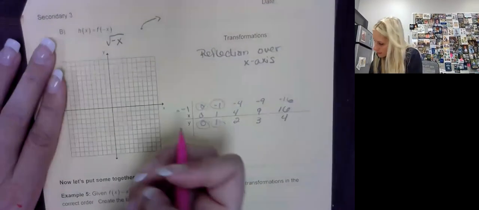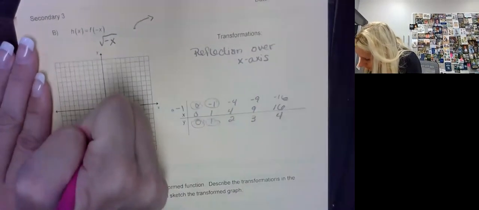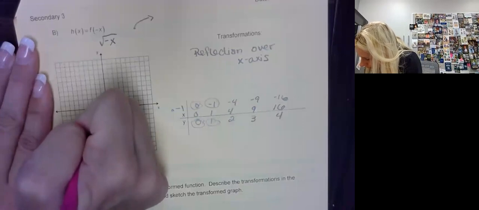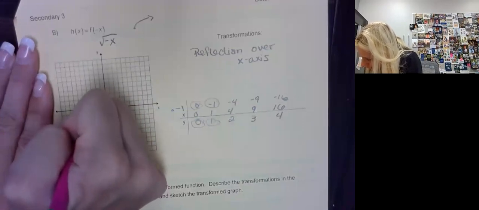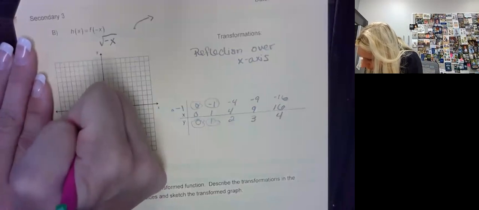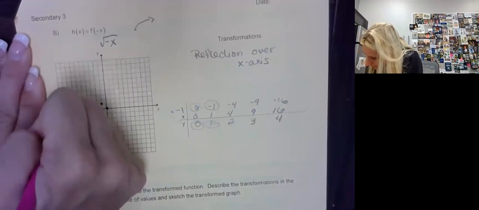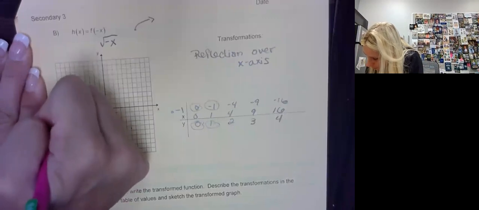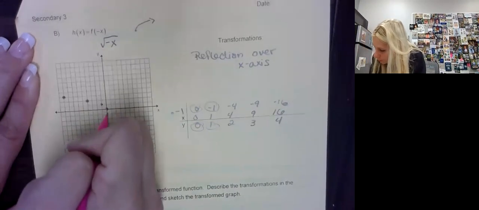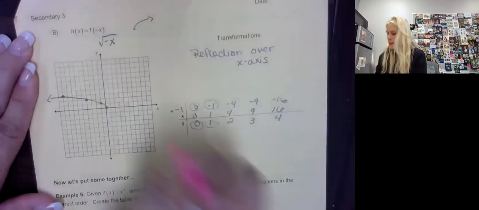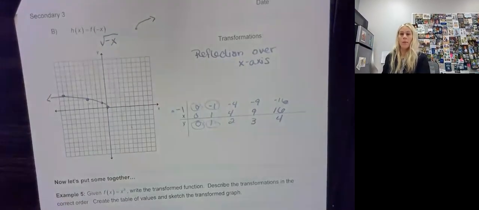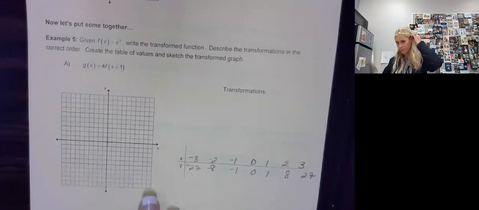So let's graph these. 0, 0, -1, 1, -4, 1, 1, 2, 3, 4, and that's at 2, -9, 1, 2, 3. There we go. And what do you know? Did it reflect over the y-axis? Yes, it did. Perfect. All right, let's try to get it a little bit more complicated here.